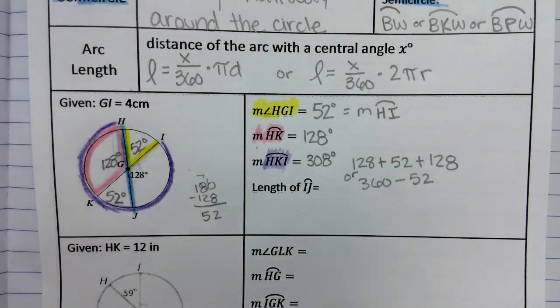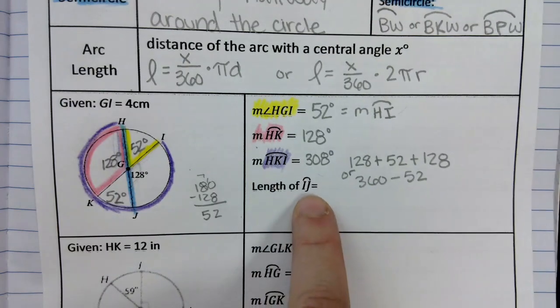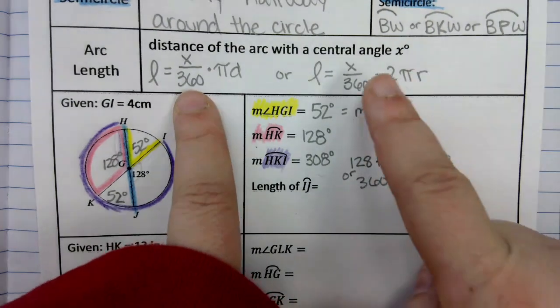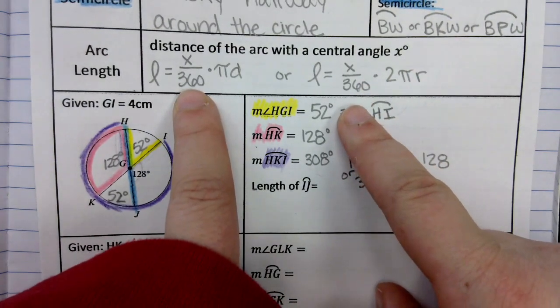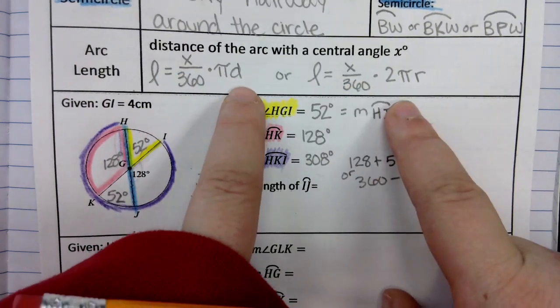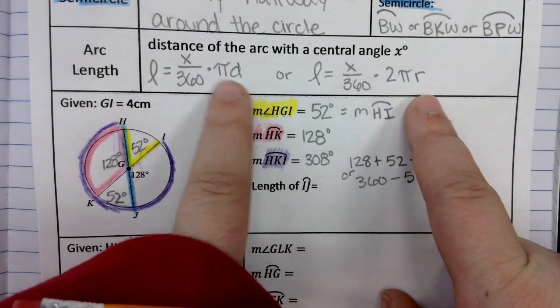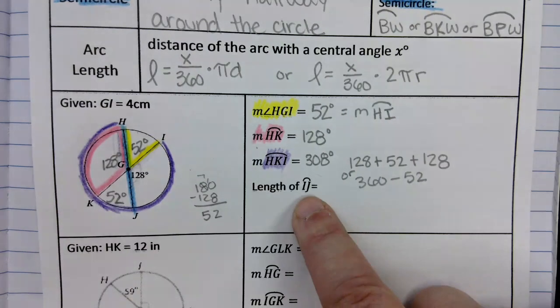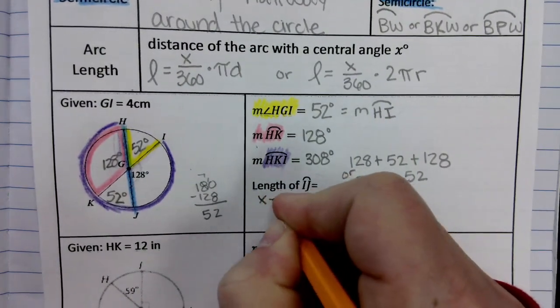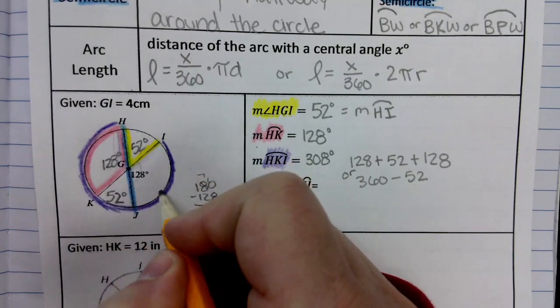I to J, 128, so that's going to be our x. Now it gave us a measurement here. It says GI is 4 centimeters. So G to I is 4. We need to decide, is G to I a radius or a diameter? A radius. So we have a radius equal to 4, because it goes from the center to the edge.